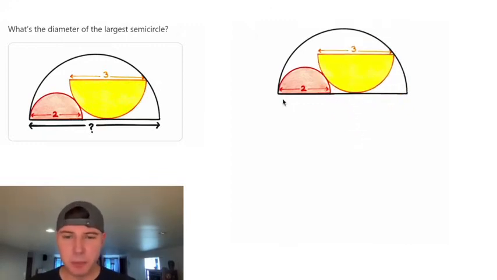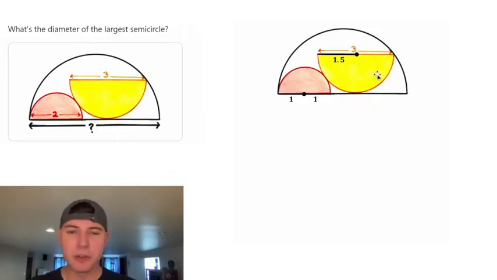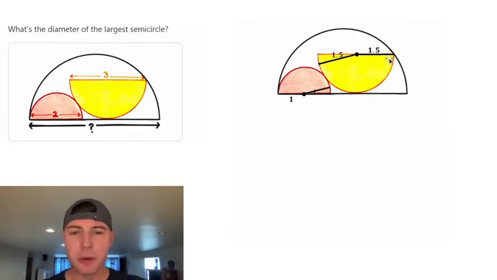So how are we going to find out exactly what it is? First step, I'm thinking let's break these diameters into radii. So if we find the center here, a diameter of 2 will give us 2 radii of 1. And then if we find the center here, this diameter of 3 is going to give us 2 radii of 1.5. Usually at this point, we want to swing both these radii to meet at this point of tangency.